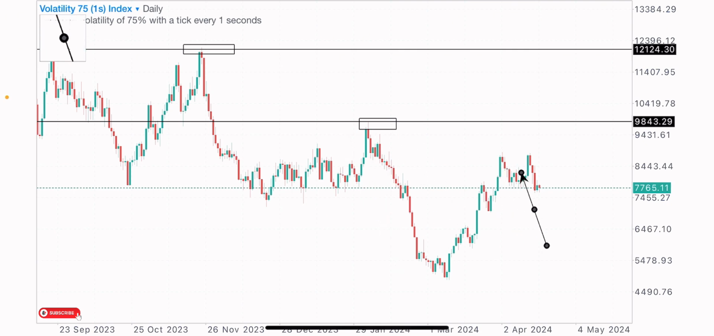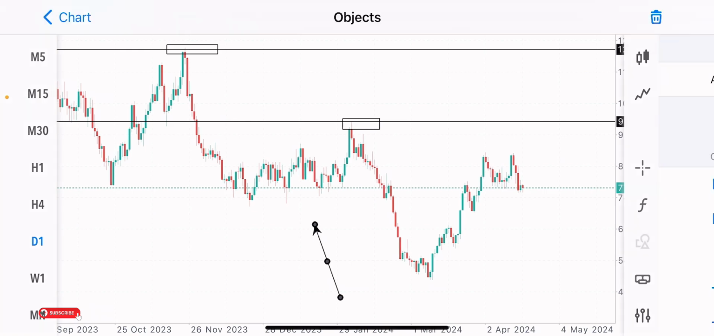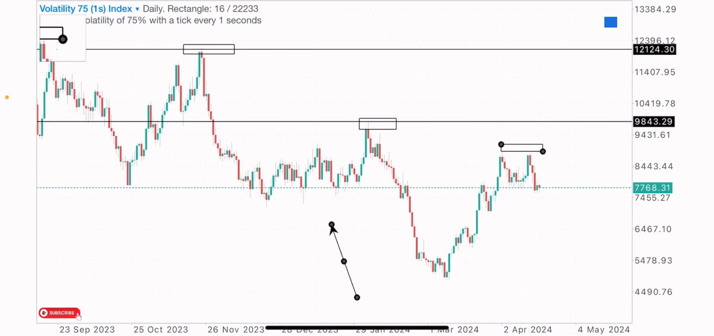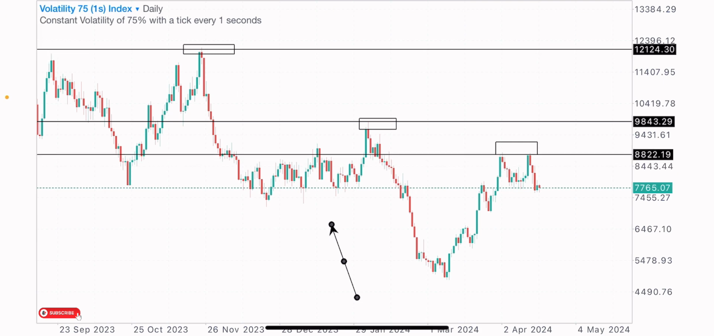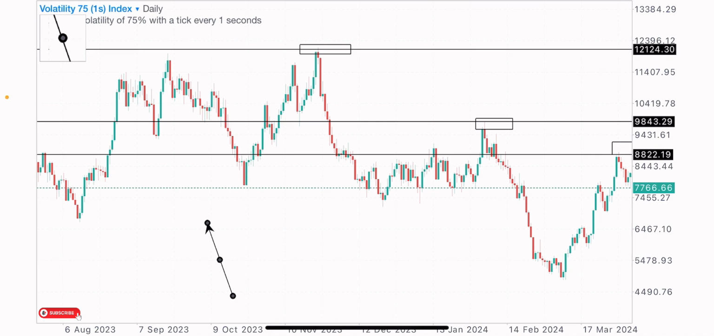Now, where is the next high? The next high is at this zone. It's at this level. That's the next high formation of this index. And what's the price value of this next high? Let's mark it out. The price value is at 8,822, and we all know that 8,822 is lower than 9,843. So this makes this a lower high because it's lower than the previous high. So we got 3 lower highs formation, and we got 3 lower lows formation as well.